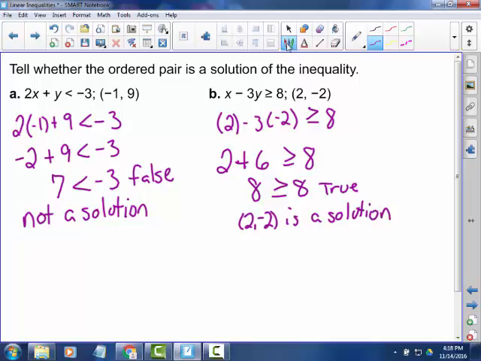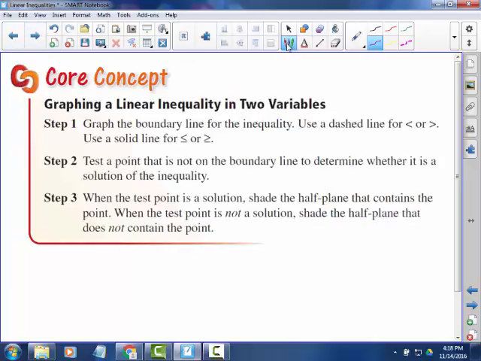Okay. Let's see what this has to do with graphing, though. I'm a little confused. All right, let's see. It says, if we're graphing a linear inequality in two variables, the first thing we're going to do is graph the boundary line for the inequality. Use a dashed line, so that looks something like that, for less than or greater than, and then use a solid line, something like that, for less than or equal to and greater than or equal to. Test a point that is not on the boundary line to determine whether it is a solution.